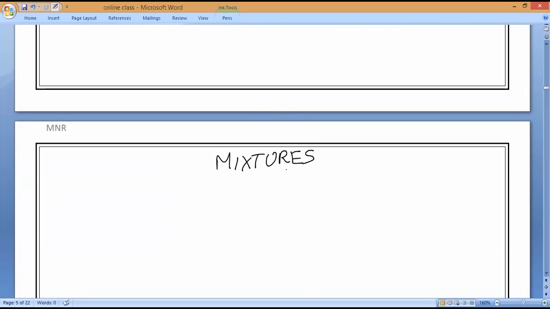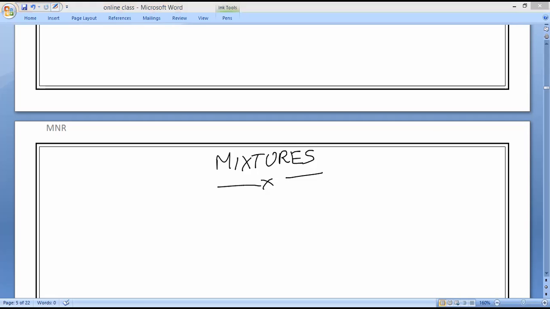Mixtures. What do you mean by mixtures? Try to form your own definition. Two or more pure substances mixed physically. Is it impure or pure? More than two pure substances mixed together physically. So if you mix two or more elements or compounds, not chemically combined, only physically, with no chemical reaction.